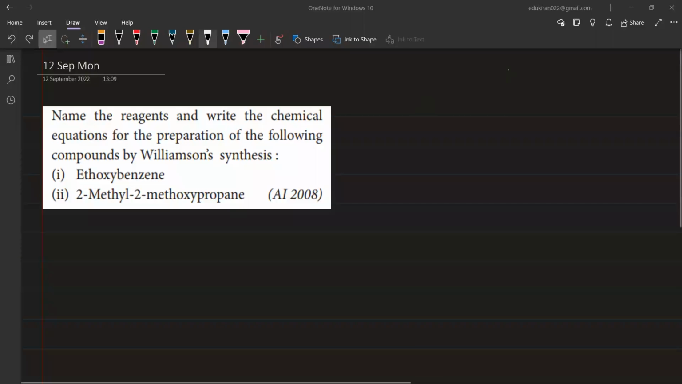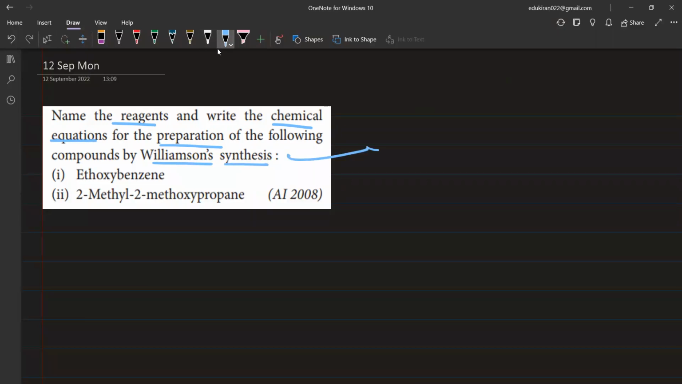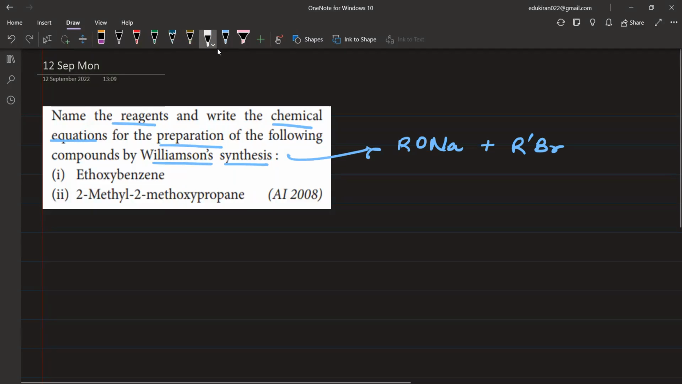Okay, chaliye. So first of all, we have ethoxybenzene. They are asking me to name the reagents and write the chemical equations for the preparation of the following compounds by Williamson ether synthesis. Right, Williamson ether synthesis. Now this Williamson ether synthesis needs two things. It needs RONa, the alkoxide ion, and it needs R-Br. This is something that we have learned already. Williamson ether synthesis is done with alkoxide and haloalkane.